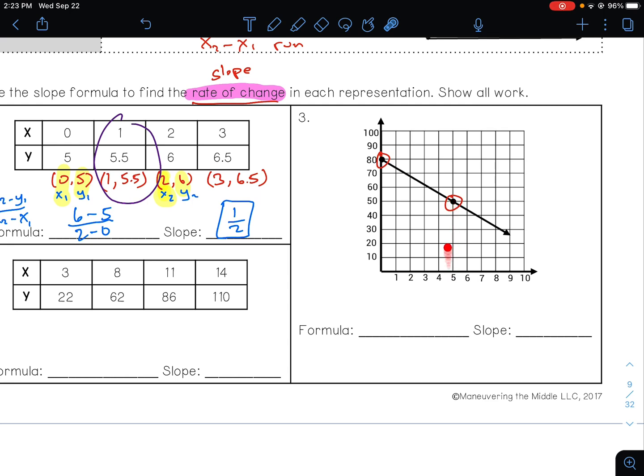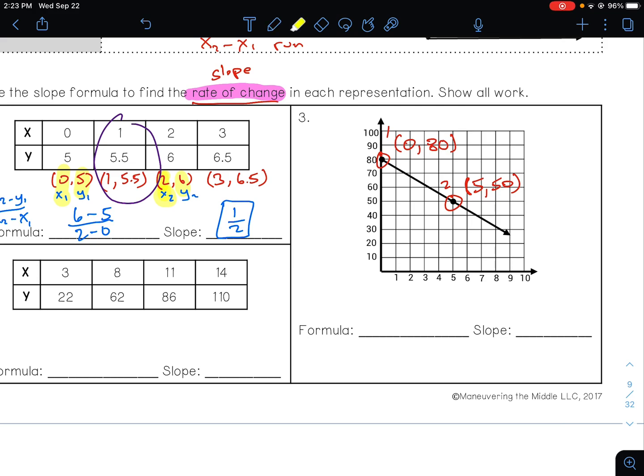It's not 5 and 5, it's actually 5 and 50. So let's write that down. This is point 5, 50. And our first point over here is point 0, 80. We need to choose one to be point 2 and one to be point 1. Let's go ahead and say this is point 2 and this is point 1.